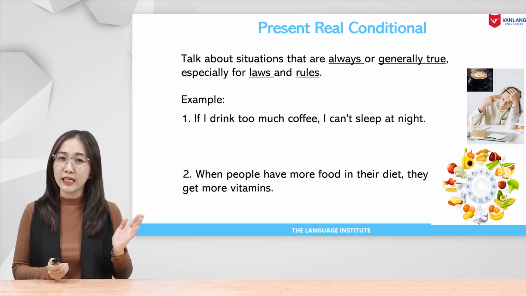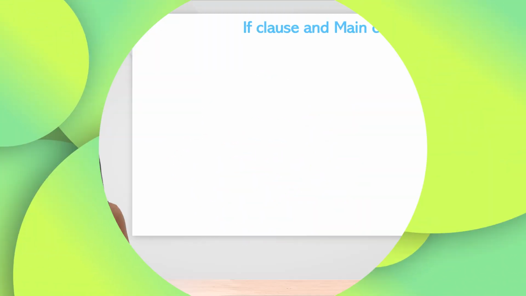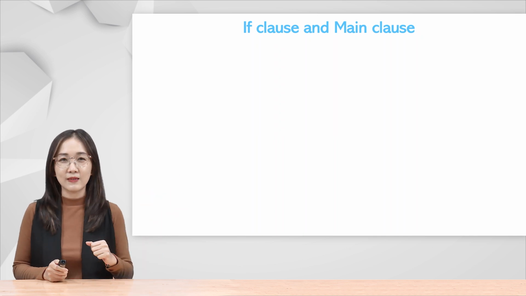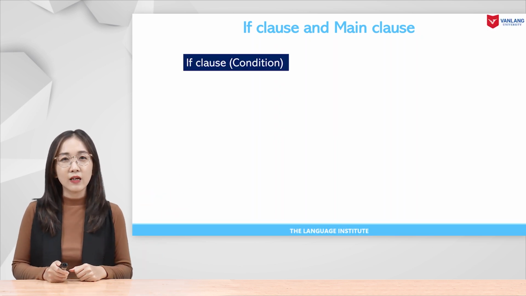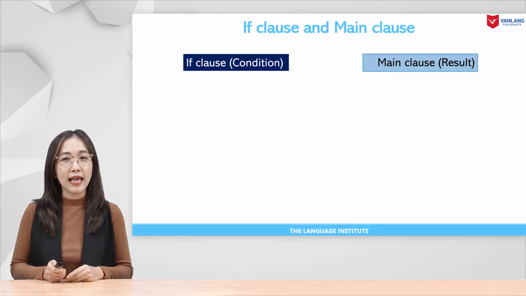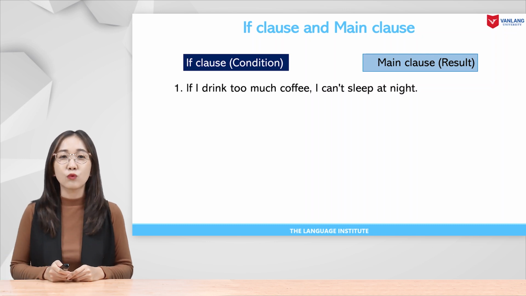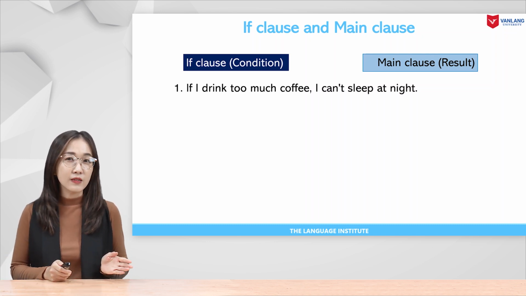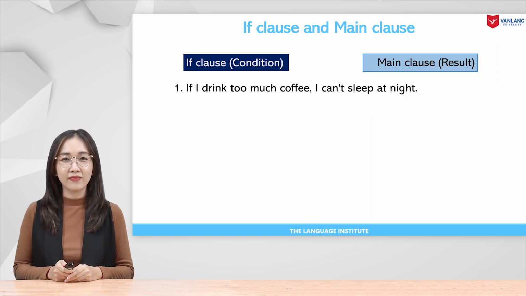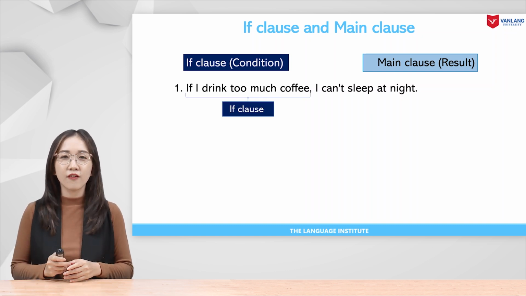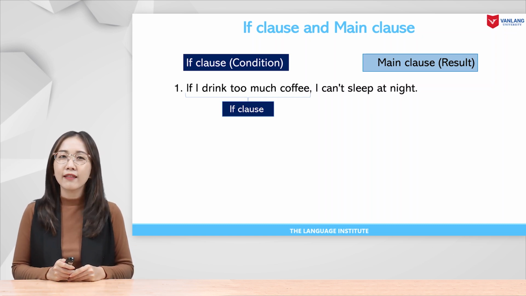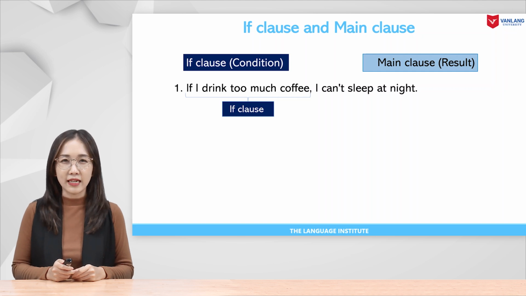Alright, now in each sentence, you can see there are two clauses. They are the if clause and the main clause. The if clause shows you the condition, and the main clause shows the result. So, in sentence 1, can you find out the if clause and main clause? If I drink too much coffee shows you the condition, right? So it is the if clause. And the result is I can't sleep at night, so it is the main clause.